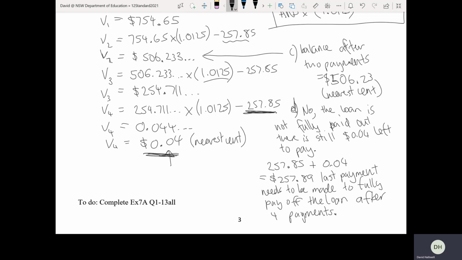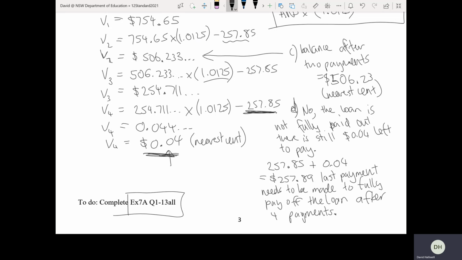All right, that was a pretty detailed example, and the questions towards the end of the exercise are very similar to this kind. So if you get stuck, go back to the video and watch it again. And if you have any questions, you can always post in Google Classroom.